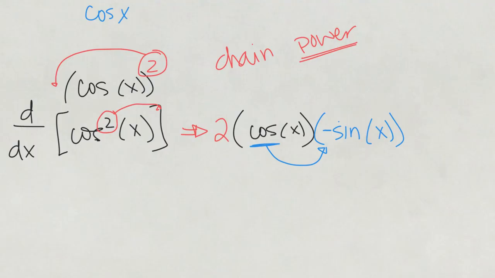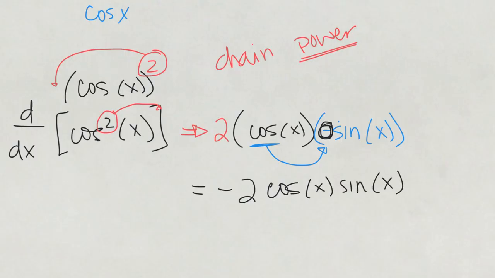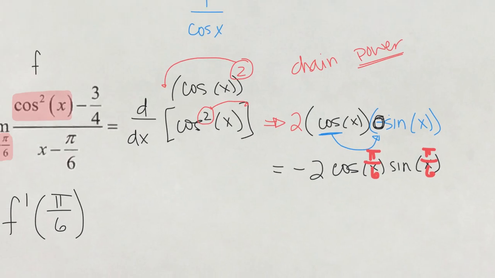Okay, so then a final simplification would be negative 2. Remember, this is a multiplier of negative 1, not a subtraction problem. So negative 2 cosine of x times the sine of x. And we're trying to evaluate this at pi over 6. Okay, so now that we've taken the derivative, we can plug in our x value that we're trying to use. Okay, so it's evaluated at pi over 6.